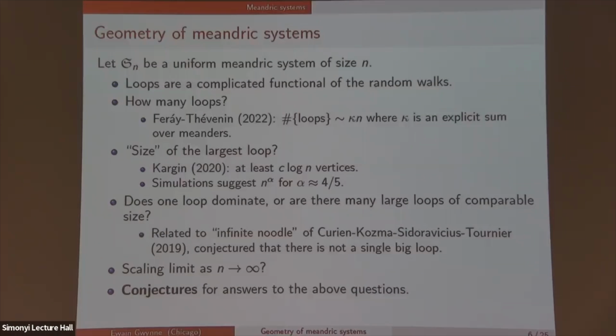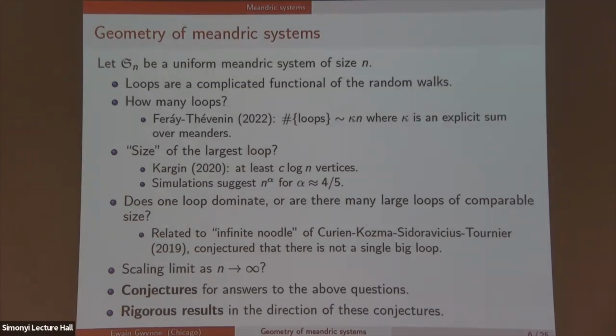What I want to present in this talk is first of all conjectures for the answers to each of these questions: the size of the largest loop, whether there's a single dominant loop, and also the scaling limit as n goes to infinity. I'll also present some rigorous results which are consistent with these conjectures, and give at least partial answers to some of these questions about the large-scale geometry of the uniform meandric system.